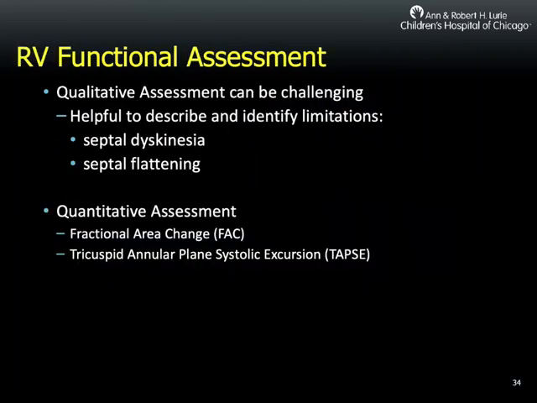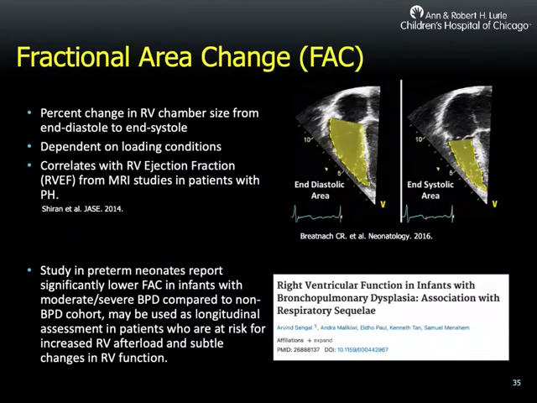So again, qualitative assessment of the RV can be challenging, and it's helpful to describe and identify limitations. In echo reports, if they've mentioned septal dyskinesia or septal flattening, these are descriptions to try to help understand those limitations. When we look at the quantitative assessment, the two predominant measurements described in echo reports would be the FAC, the fractional area change, and TAPSE.